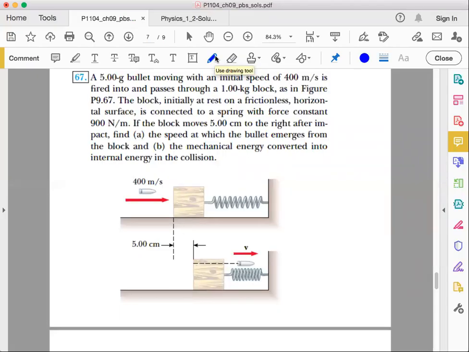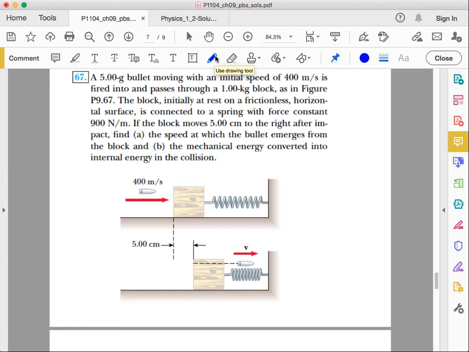Final exercise. A 5-gram bullet moving with an initial speed of 400 meters per second is fired into and passes through a 1 kilogram block as seen in this figure below. The block is initially at rest on a frictionless horizontal surface, and it's connected to a spring with force constant 900 Newton per meter. Now, if the block moves 5 centimeters to the right after impact, you have to find the speed at which the bullet emerges from the block, and you have to find the mechanical energy converted into internal energy in the collision.